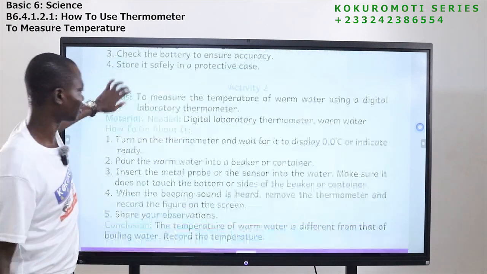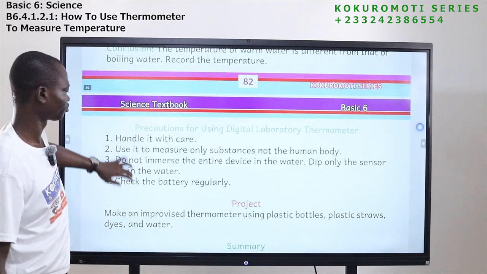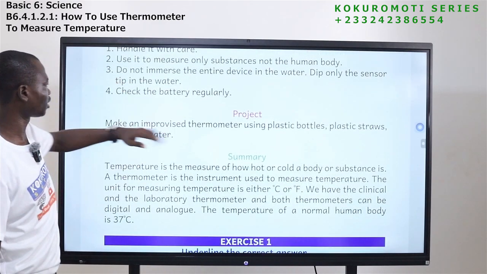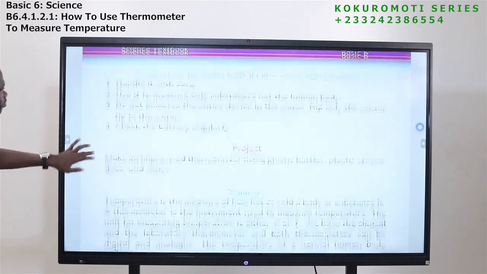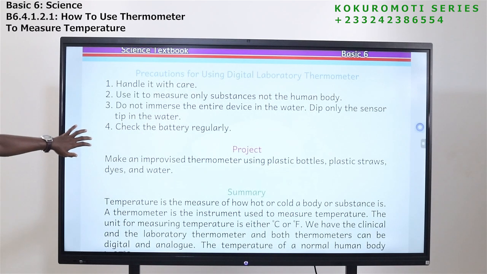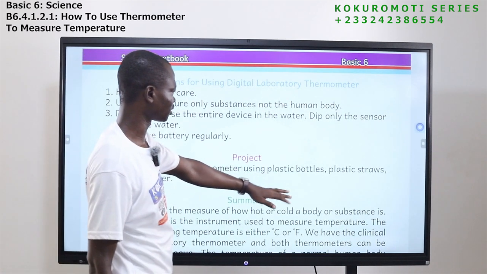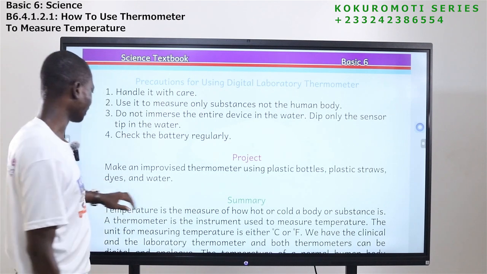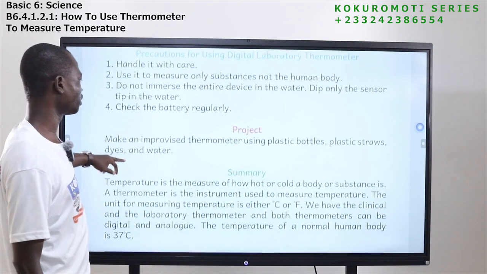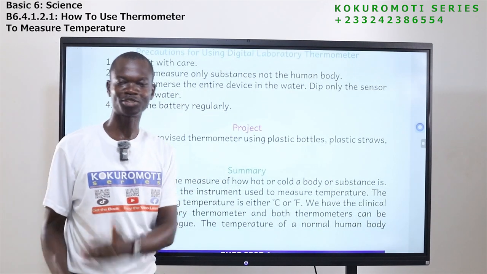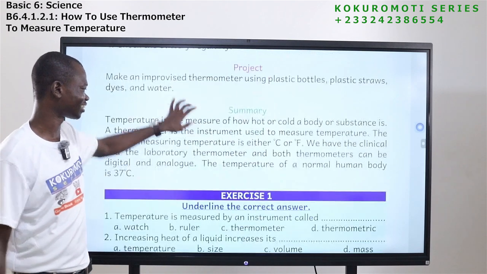Okay, there is another activity here. Now let's come to project. So make an improvised thermometer using plastic bottles, plastic straw, dice, and water. So you have to make improvised thermometer. This is your project. We are bringing our lesson to a close.